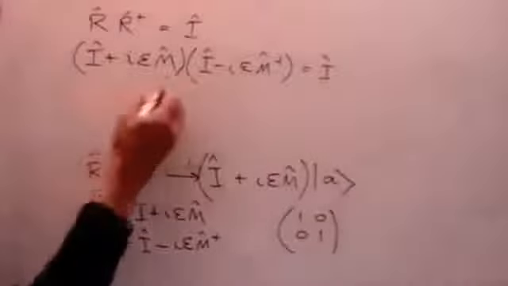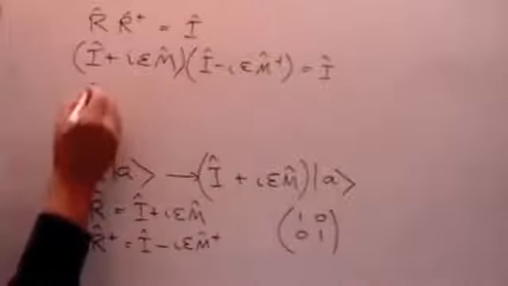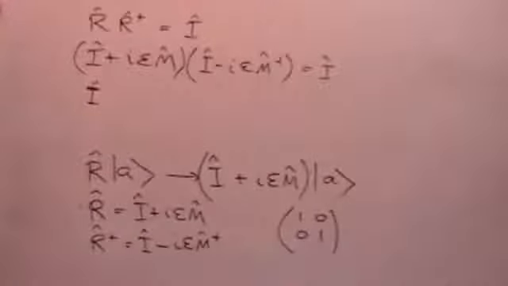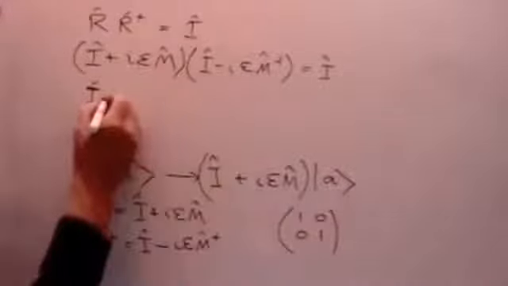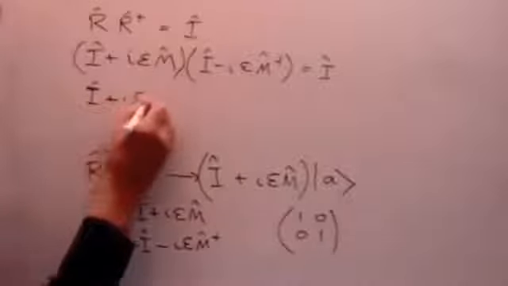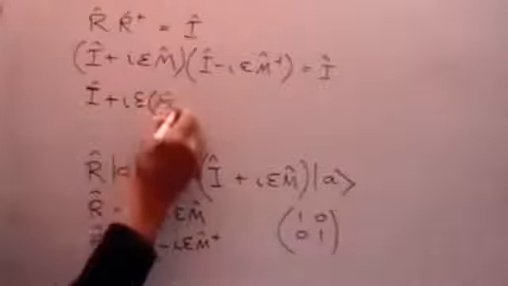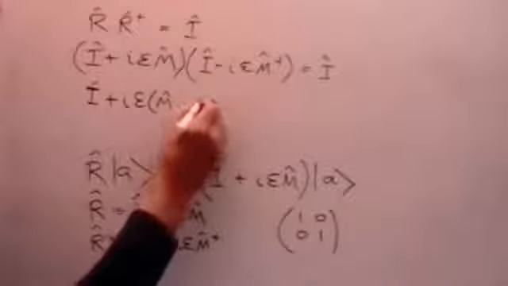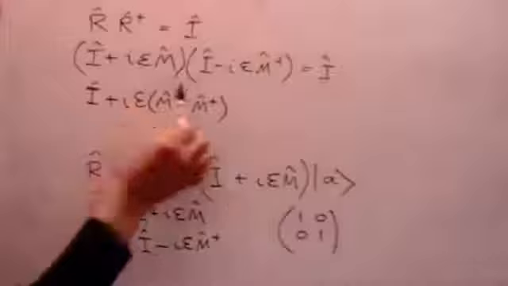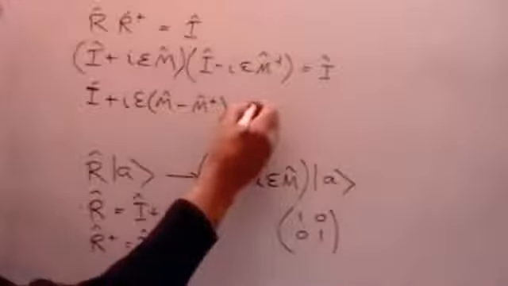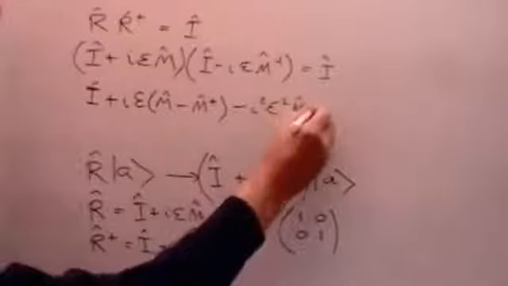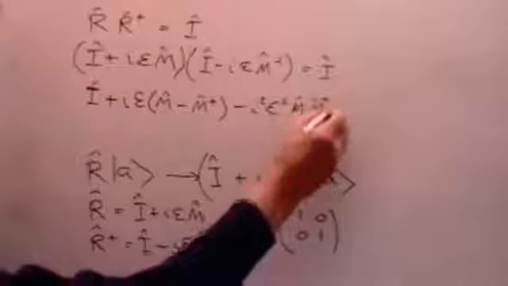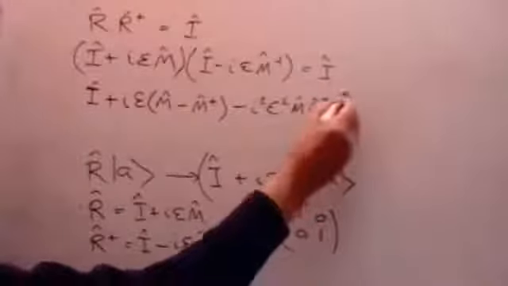Multiply that out. I times I is I squared. Well, I squared, of course, is simply I, because I is the matrix equivalent of 1. 1 squared is 1. Then if we multiply these two terms, we're going to get plus I epsilon into m minus m dagger. And then we've got to multiply these two terms, which is going to give us minus I squared epsilon squared m m dagger. And that is all going to equal the identity operator I from here.